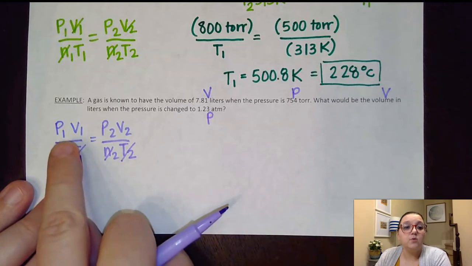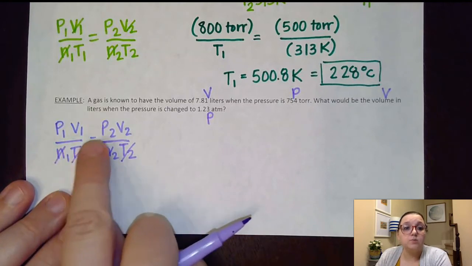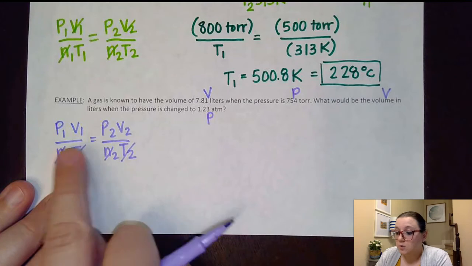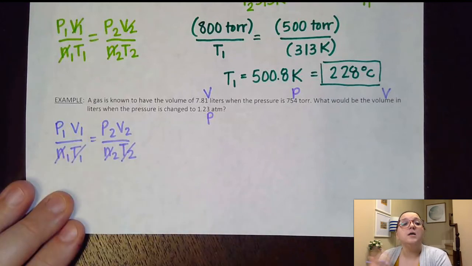So I'm going to be using the equation P1 times V1 equals P2 times V2. And you notice these are multiplied and not divided because they are an inverse relationship. As the pressure increases, the volume would decrease and vice versa.